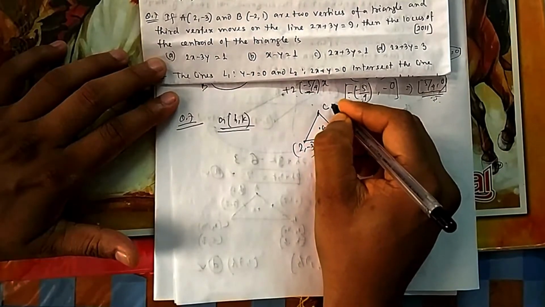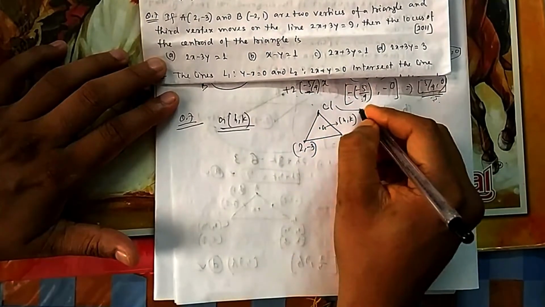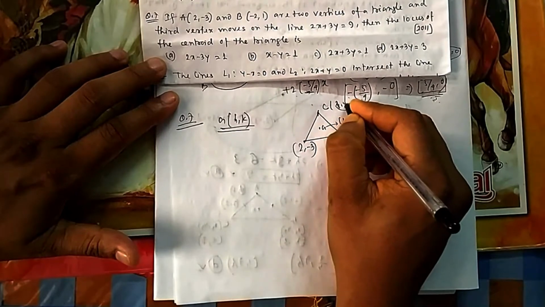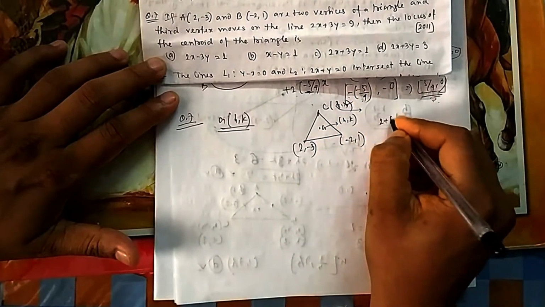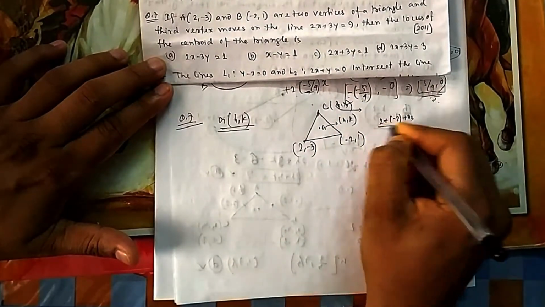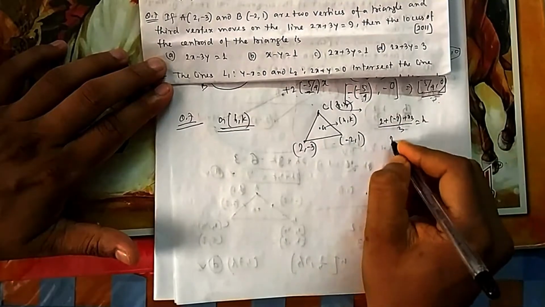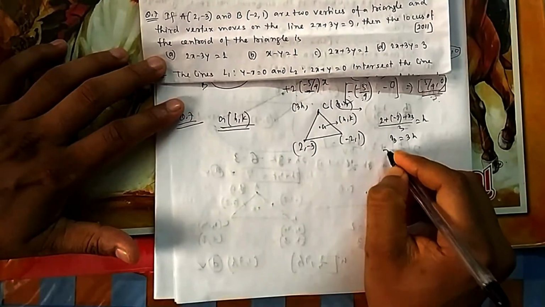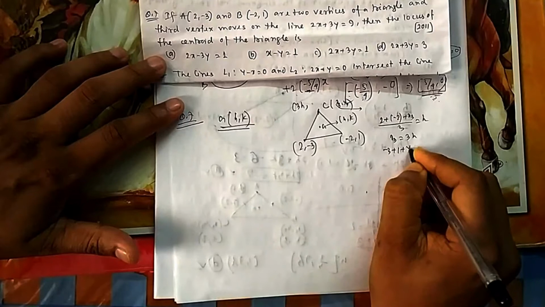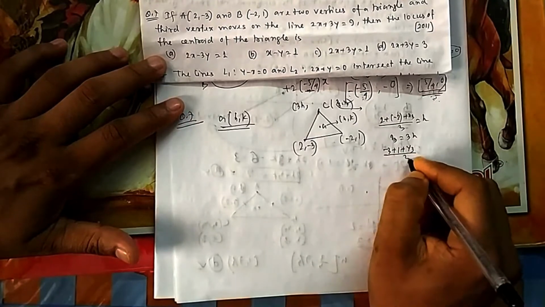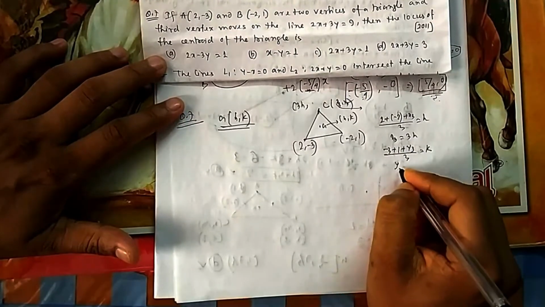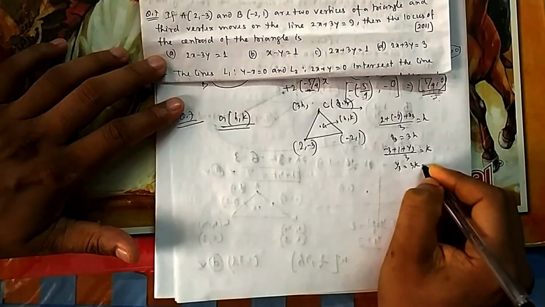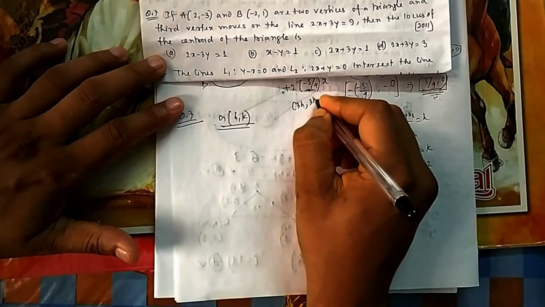So what will be this one? Suppose this is (x3, y3). So (2 plus -2 plus x3) divided by 3, because it is the centroid, equals h. So your x3 should be equal to 3h. So this coordinate becomes (3h, ...). Similarly, k will be (-3 plus 1 plus y3) by 3, equal to k. So y3 will be equal to 3k plus 2. So it will be 3k plus 2.